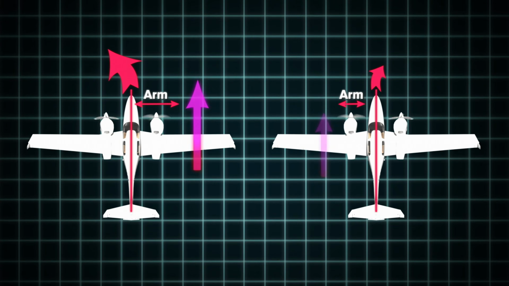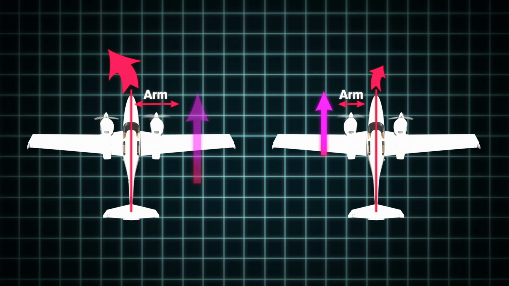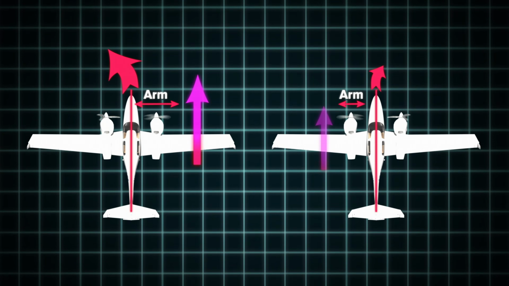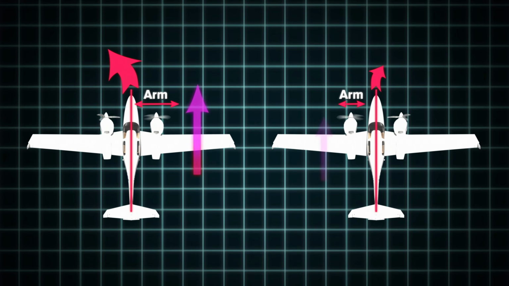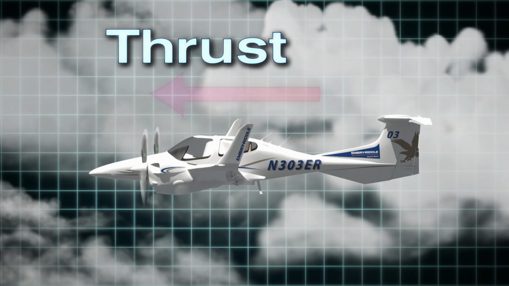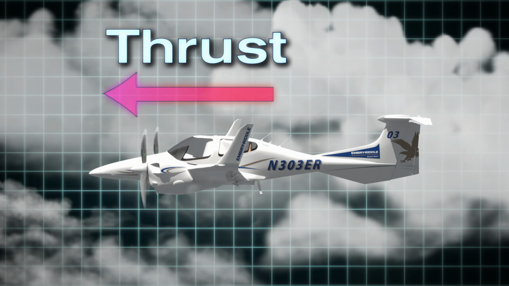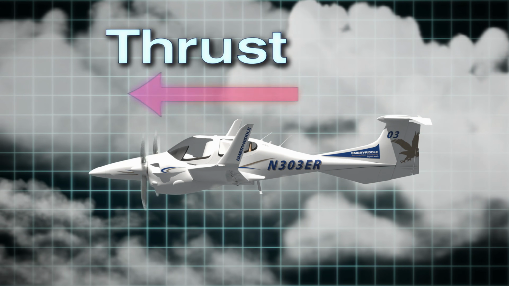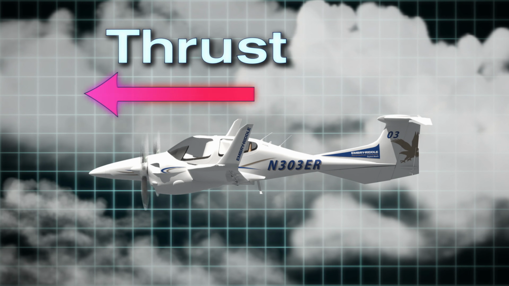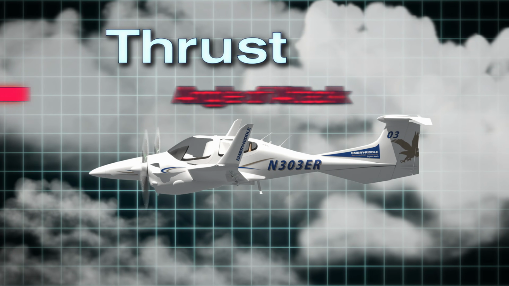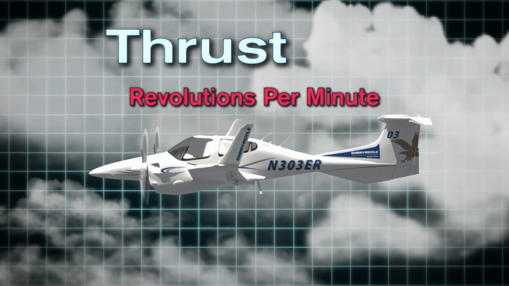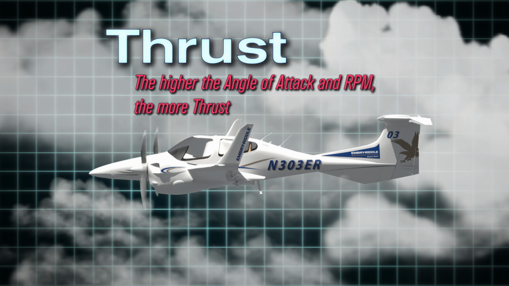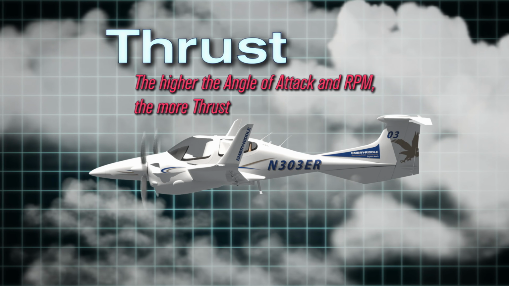So, you may be wondering why critical engines exist. Well, before we can talk about the factors that can help explain this phenomenon, let us review some propeller theories. Thrust. Propellers produce thrust, and in most airplanes, this acts parallel to the longitudinal axis. The amount of thrust produced depends on several factors, some of which include propeller angle of attack and revolutions per minute. The higher the angle of attack of the propeller and revolutions per minute, the more thrust.